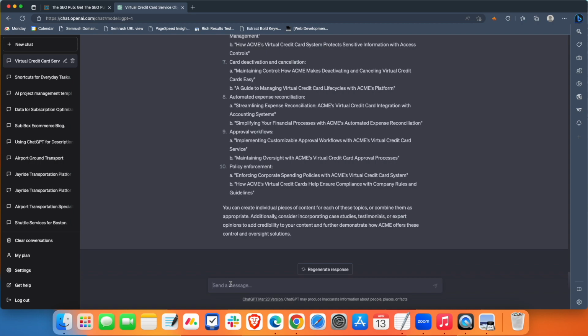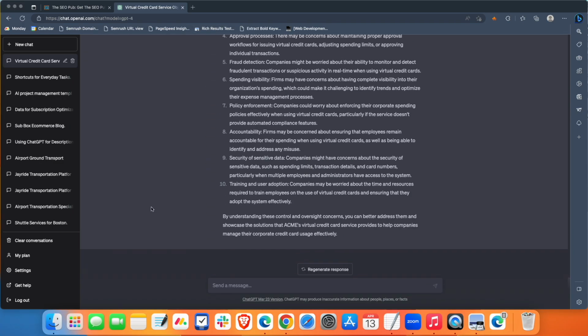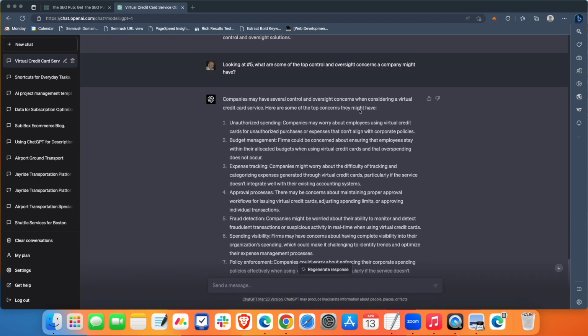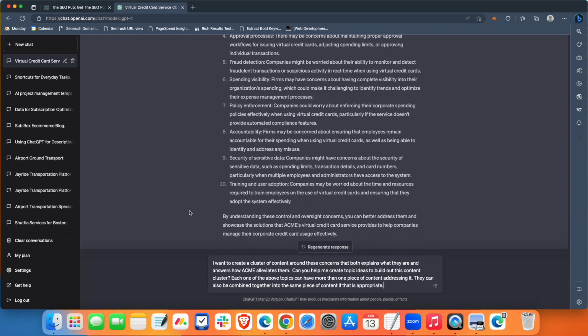And just to do a comparison, let's go through the objection process with the same topic. So going back, we'll do the same thing with number 5: what are the top control and oversight concerns a company might have? Okay, so it gave us 10 concerns, 10 objections that people might have, and we're going to do the same thing. I want to create a cluster of content around these concerns that both explains what they are and answers how ACME alleviates them. Can you help me create topic clusters to build out this content cluster? Each one of the above topics can have more than one piece of content addressing it. They can also be combined together in the same piece of content if that is appropriate.